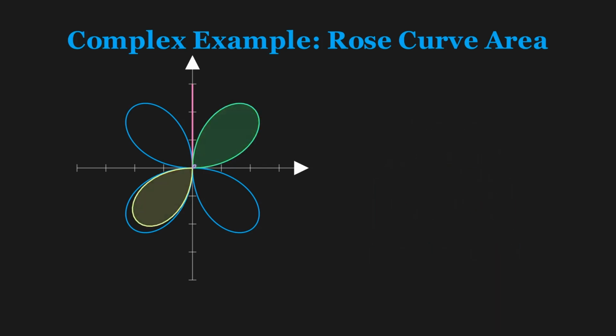Since there are 4 identical petals, the total area of the entire rose curve would be 4 times 9 pi over 8, which is equal to 9 pi over 2. This demonstrates the power of symmetry in polar coordinates.